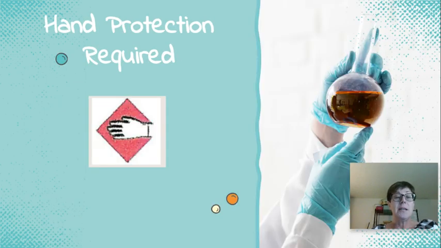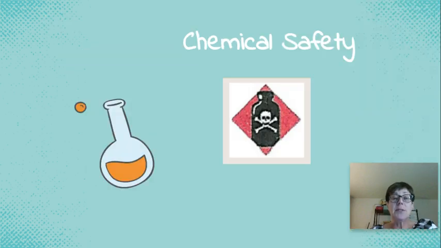Hand protection. This is a gloved hand. Not a very good picture there, but that just means that whatever we're working with, we need to protect our skin from whatever we're working with. And once we take off our gloves, we'll wash our hands with soap and water too. So hand protection.